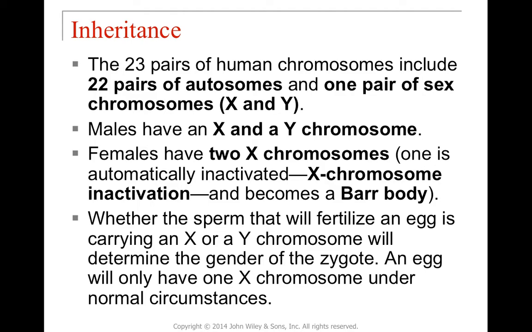Alright, so again, males, you have one X and one Y. Females, you have two X's. One of them is going to be automatically turned off. That's called X chromosome inactivation. And once it's turned off, it's going to become something called a Barr body, which is visible in that karyotype.